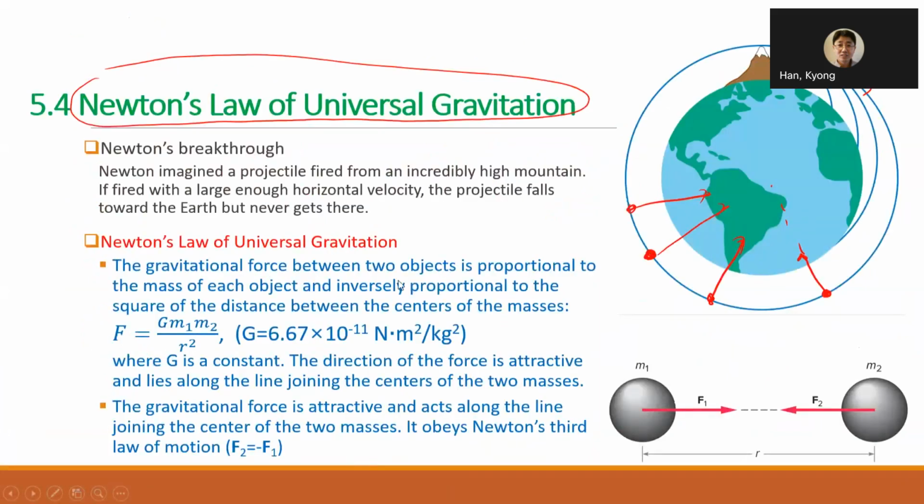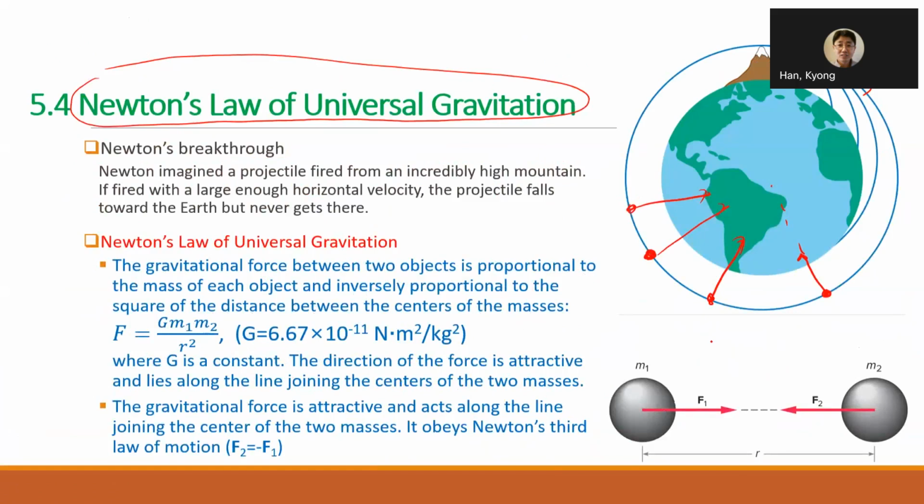The gravitational force between two objects is proportional to the mass of each object and inversely proportional to the square of the distance between the centers of masses. F equals G m1 m2 over R squared, where G is the universal gravitational constant. The direction of the force is attractive and lies along the line joining the centers of the two masses.